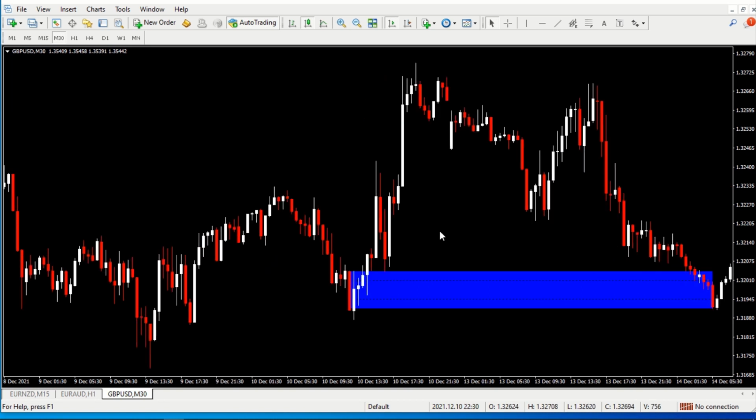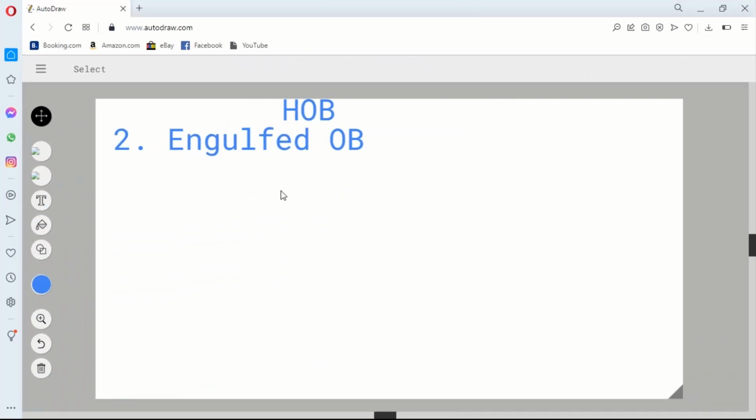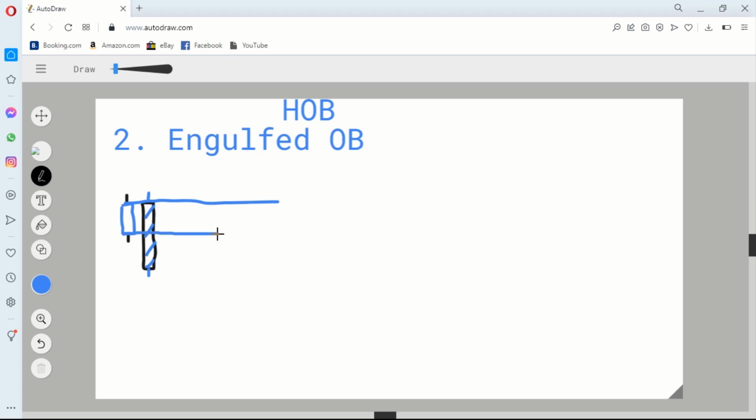So let's get to the second type of high probability order block. The second type of high probability order block is the engulfed order block. So I'm going to draw it for you to see how it looks. This is how an engulfed order block looks. In mapping it, you either target their upper wicks and lower wicks or their bodies. In this case, I only target their bodies. There are two ways in mapping it, so it doesn't matter whether you target the wicks or the body.